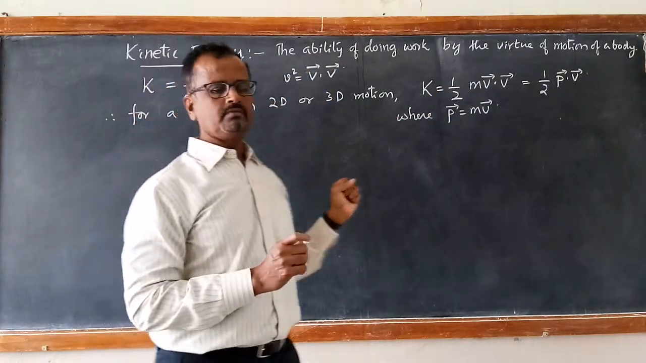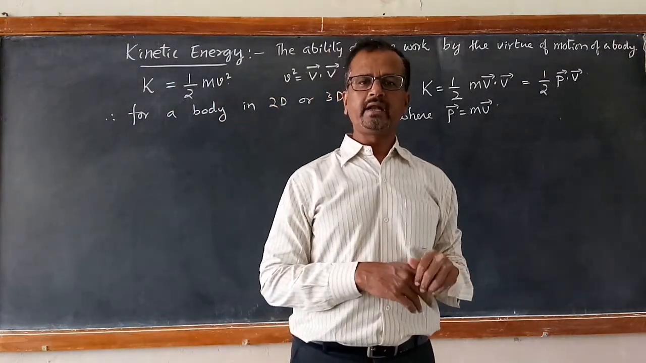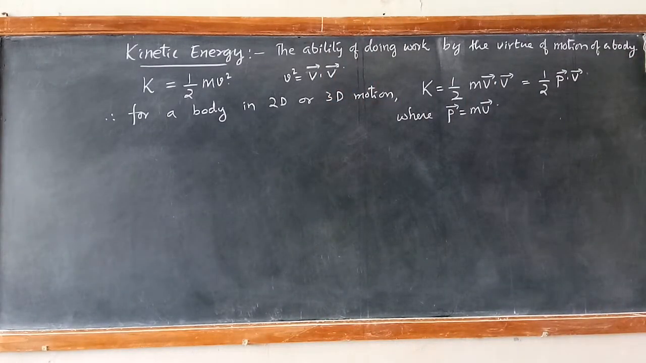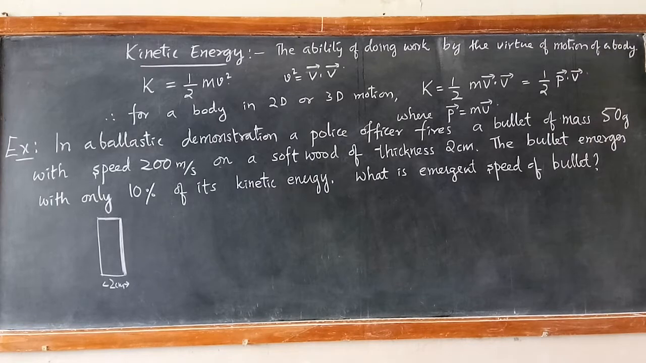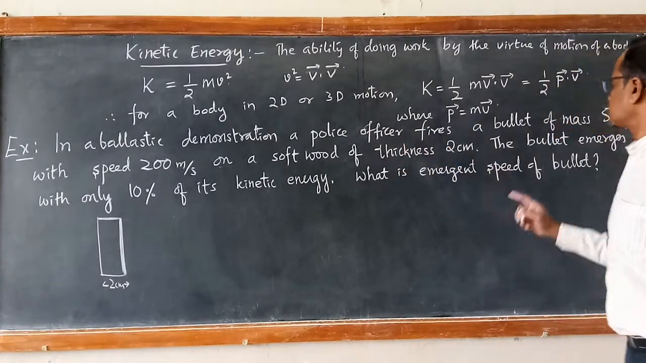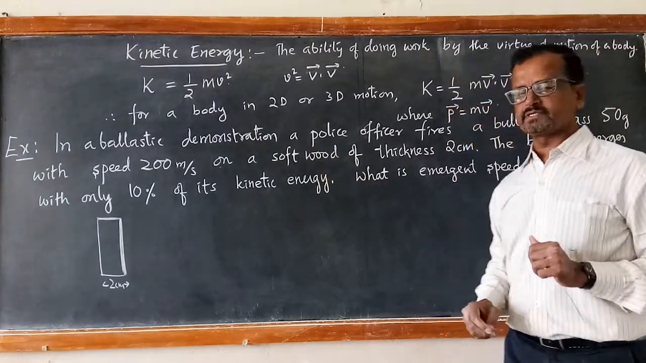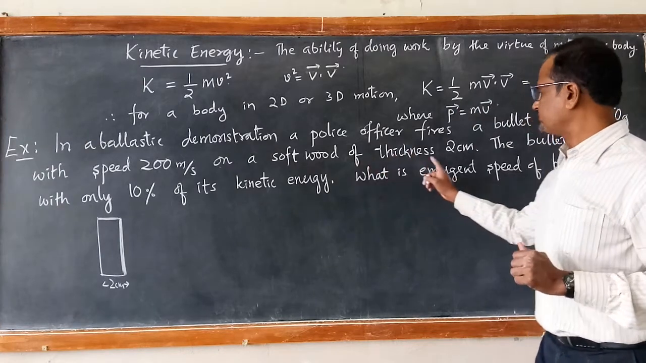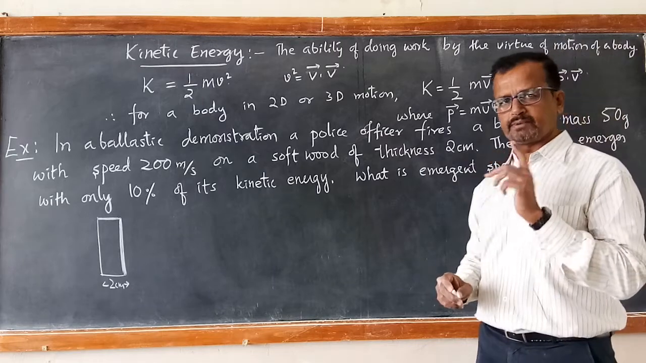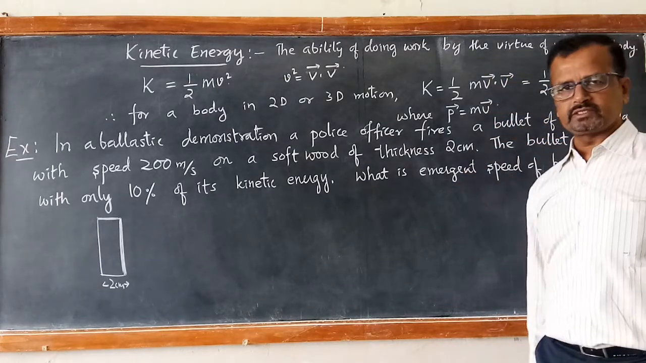Let us solve one or two problems so that the meaning of kinetic energy becomes simple. Okay, look at this simple problem. In a ballistic demonstration, a police officer fires a bullet of mass 50 gram with a speed of 200 meter per second on a soft wood of thickness 2 centimeter. The bullet emerges with only 10% of its initial kinetic energy. What is the emergent speed of the bullet?